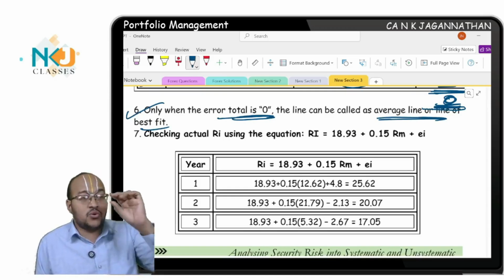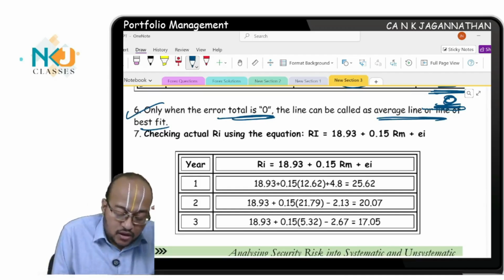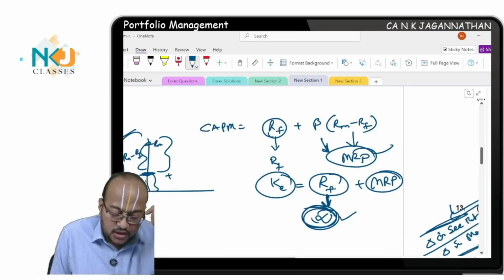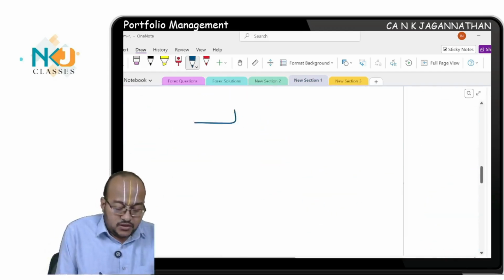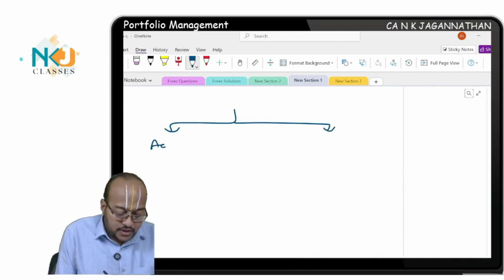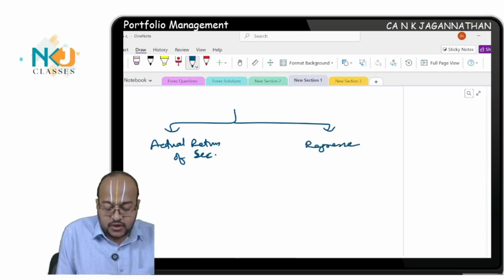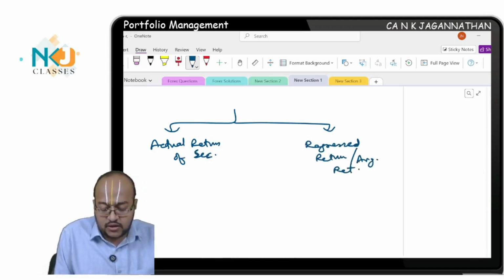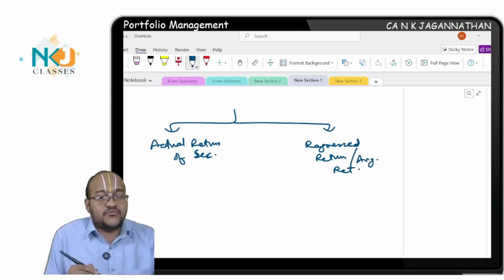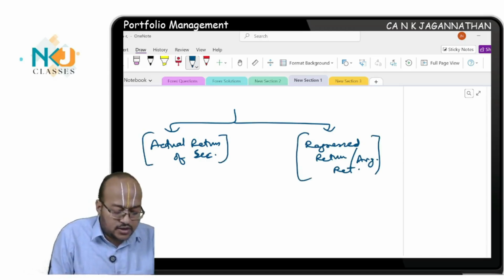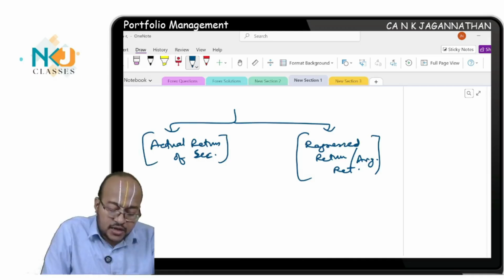Now, I told you 2 equations are there. One is the return of the individual security. This is actual return. I'll just show you here. Very simple. See, there are 2 returns here. One is actual return of the security. Then there is regressed return of security, or this is the average return of the security. Are you all listening to what I am trying to say? The return of the security which falls on the line of best fit, I call it regressed return, and the actual return is what the security is really giving.